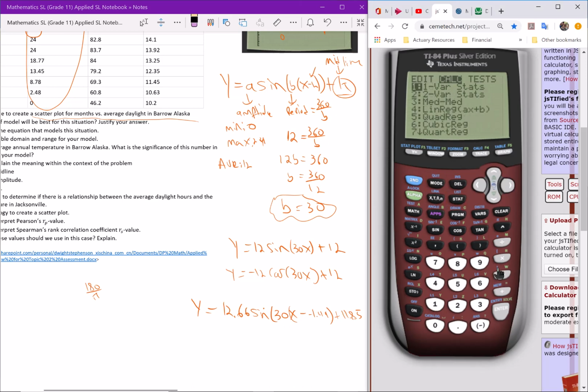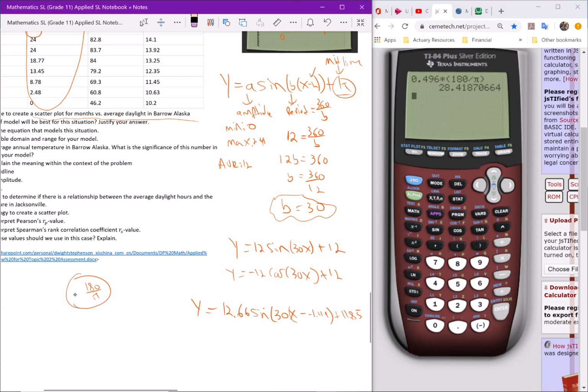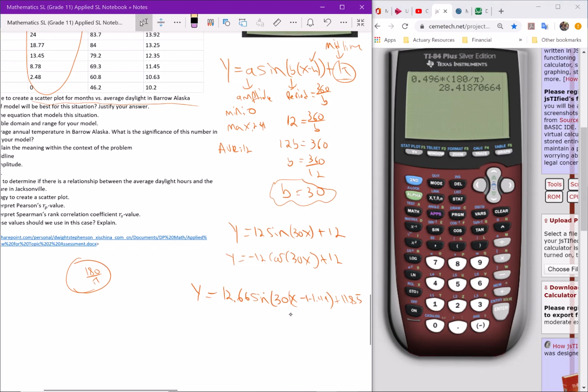Okay, so I'm going to try to convince you. Oh, I didn't get it. Darn it. Stat calc, sine reg. The b they give there is 0.496, right? So I'm going to go 0.496 times 180 divided by pi, and that's going to give us 28.4, which is pretty close to 30, right? So this is how you convert from radians to degrees, and that b value they always give you in radians, right?